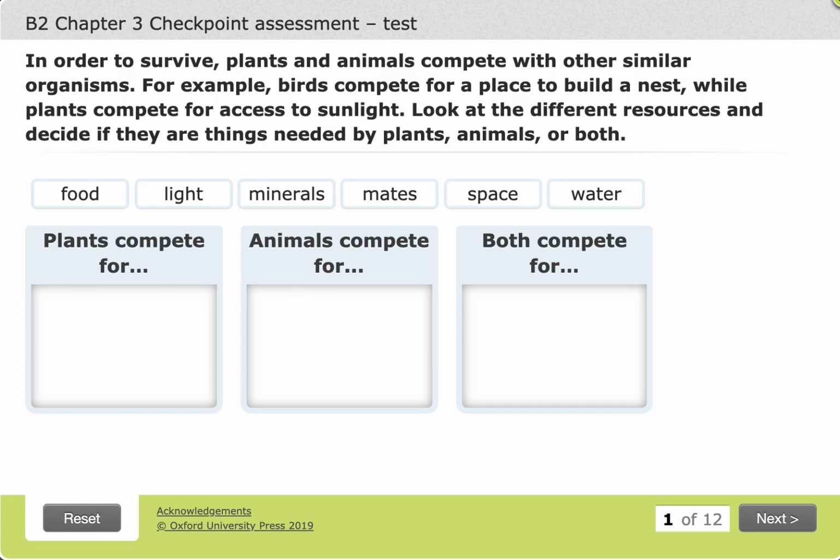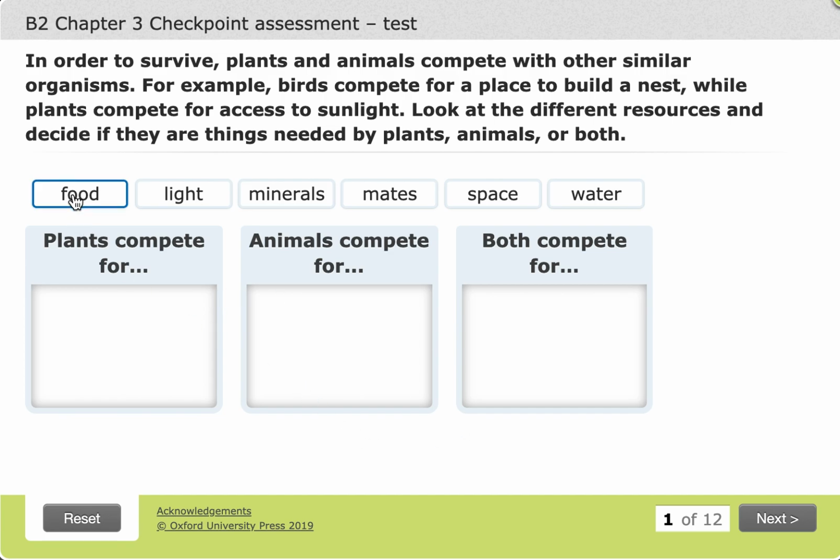This is our B2 Chapter 3 Checkpoint Assessments test slides 1, 2, 3 and 4 explainer. The first slide we're looking at is competition. We're looking at the different resources that plants and animals compete for respectively. Don't forget we also have a section which both compete for. Let's have a look at these then.